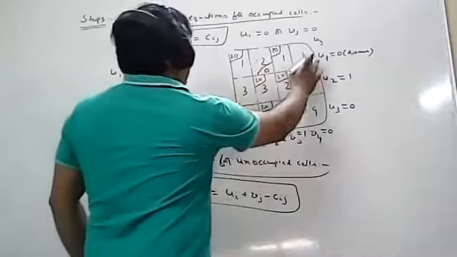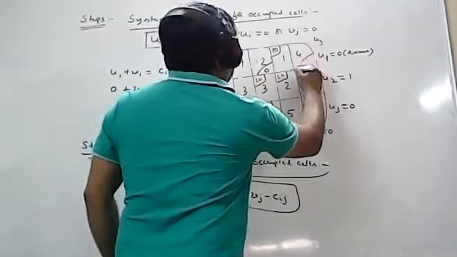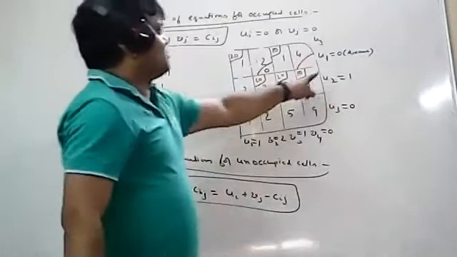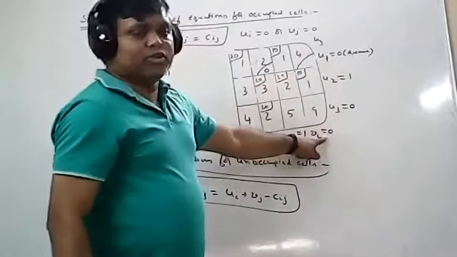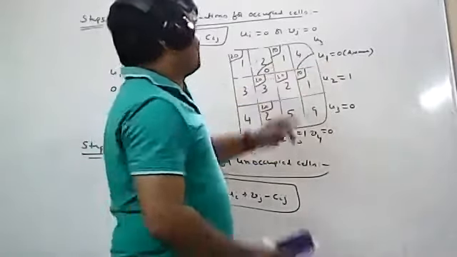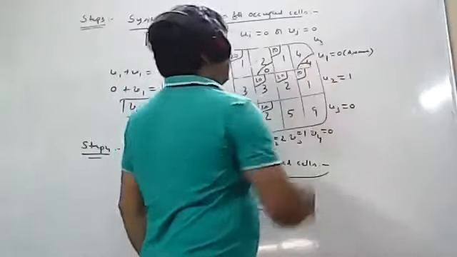Next, occupied, ignore. This is unoccupied. Unoccupied means you have to calculate. You have to calculate means the corresponding row value 0 plus 0. 0 plus 0 is 0. 0 minus 4. 0 minus 4 is minus 4.